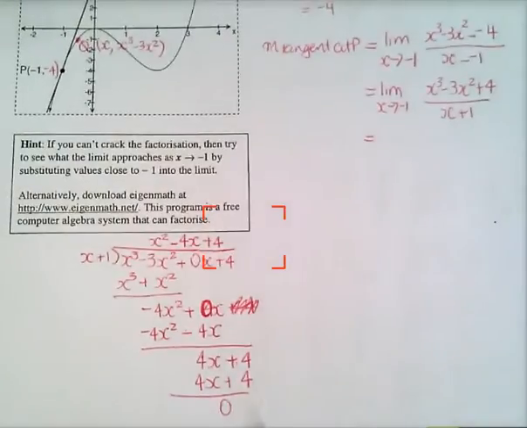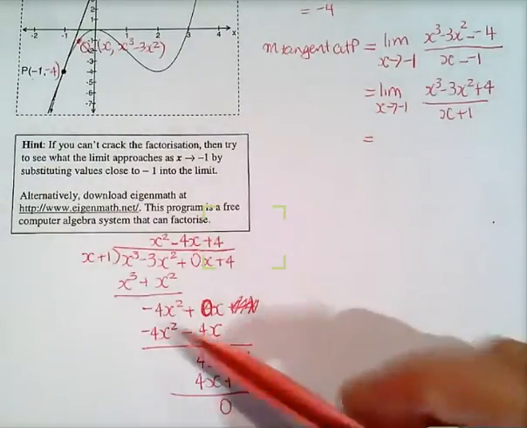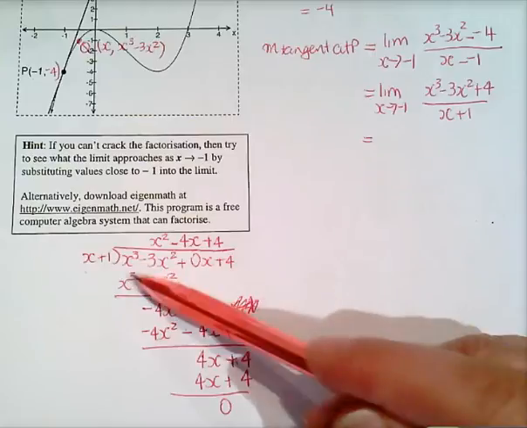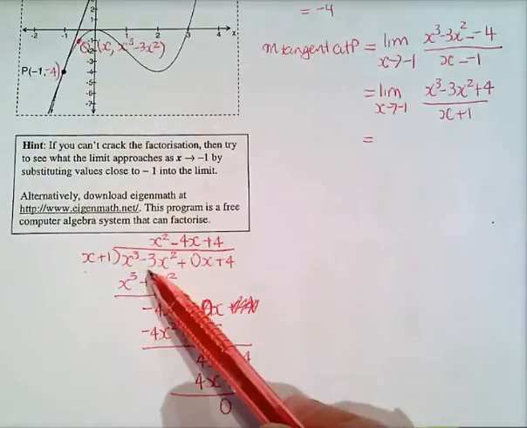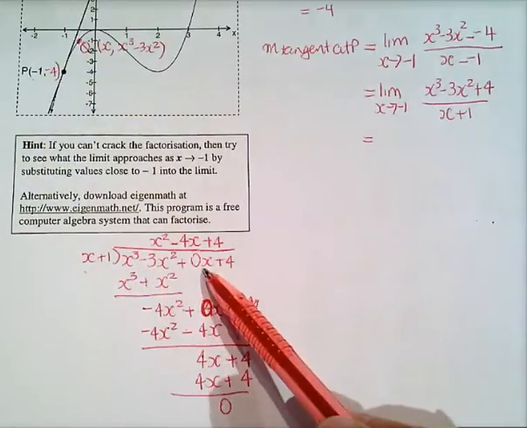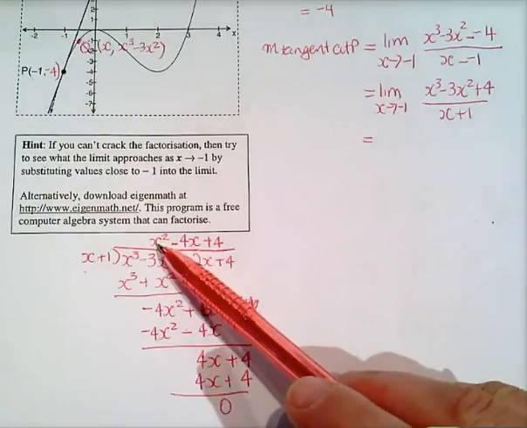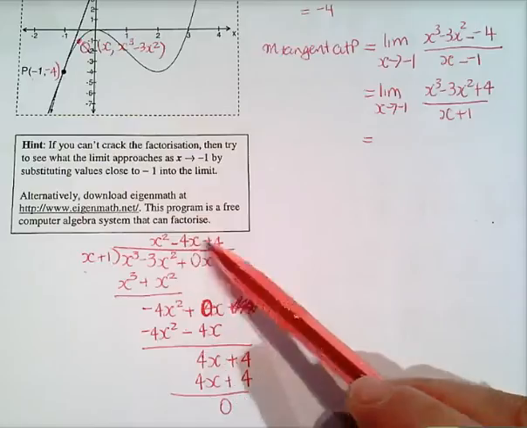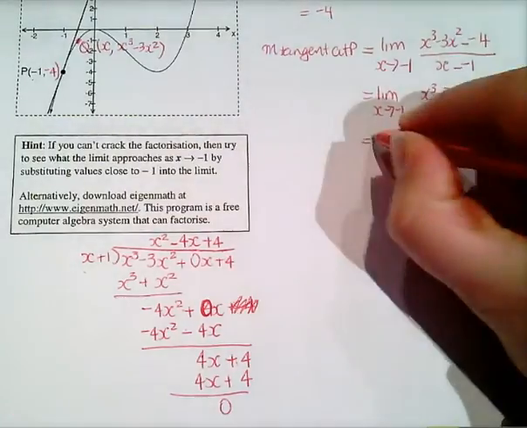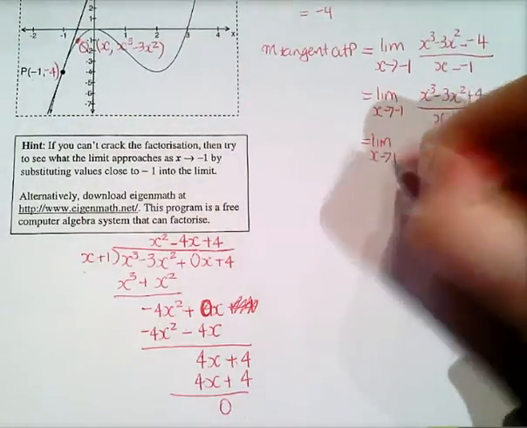I'll just focus here. So if we divide x plus 1 into the cubic x cubed minus 3x squared plus 4, we get no remainder, so therefore our other factor here is x squared minus 4x plus 4. So this will become the limit as x approaches 1.